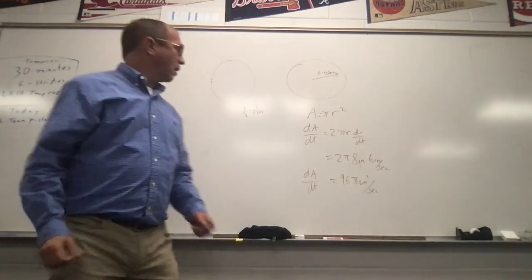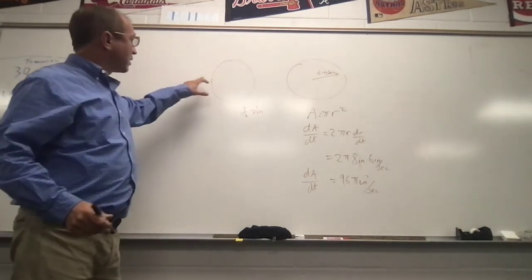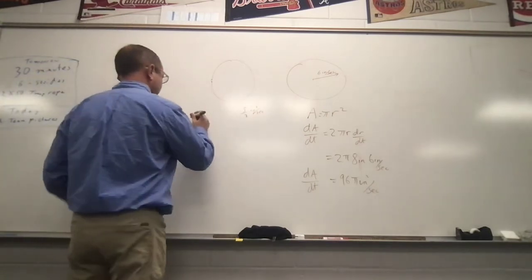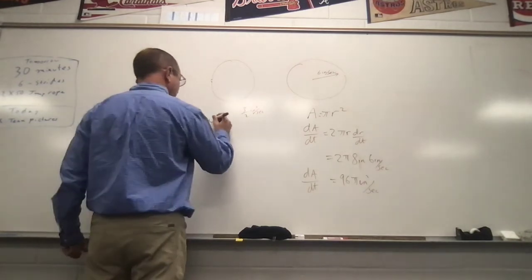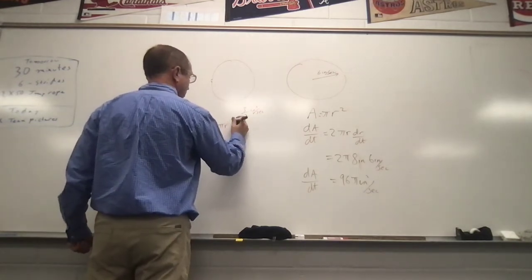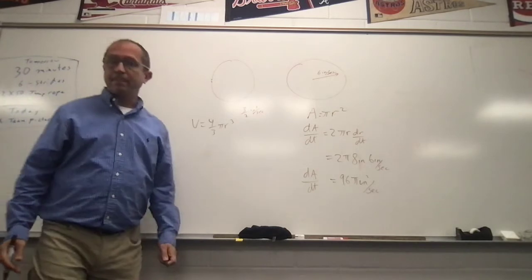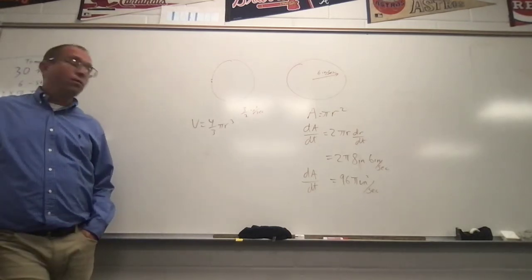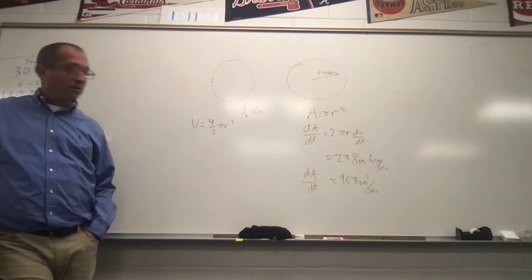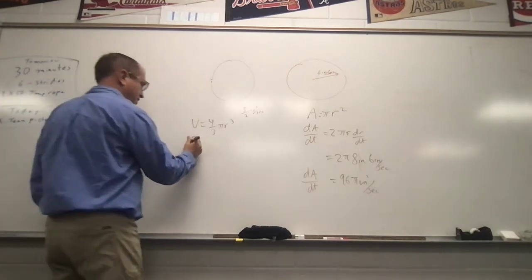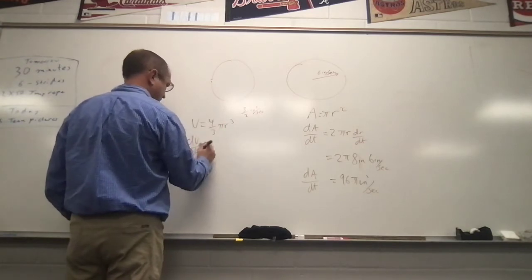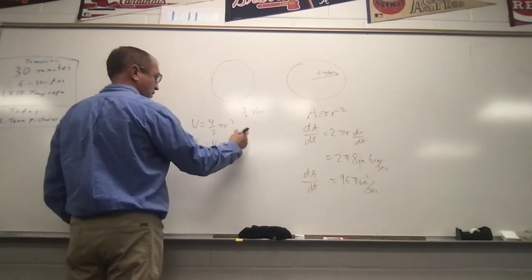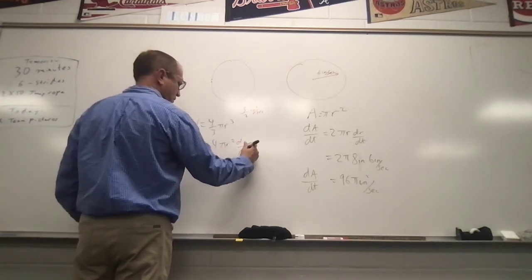So we're back to here. We've got 3/2 cubic inches per second being our volume. Now, volume of a sphere is 4/3 pi r cubed. So again, this time we want to take the derivative. So we get that dV dt is equal to 4 pi r squared, and then this would be dr dt.